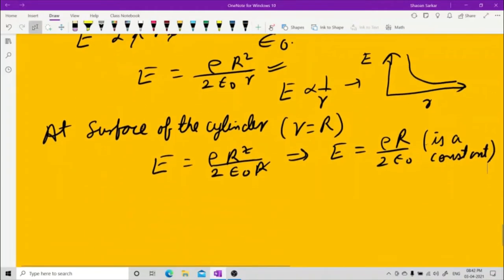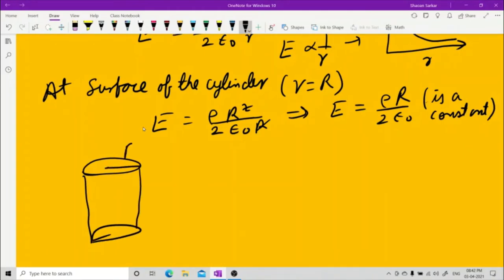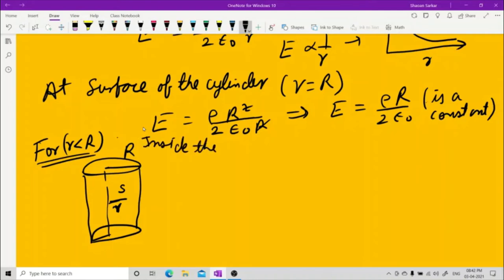Now, let us go inside the cylinder. I hope you remember the picture ahead. This was my R. I am now talking about a point S somewhere here at a distance small r, say. For r less than R, that is inside the surface. This is at the surface. This is inside the cylinder rather. This is the topic now.